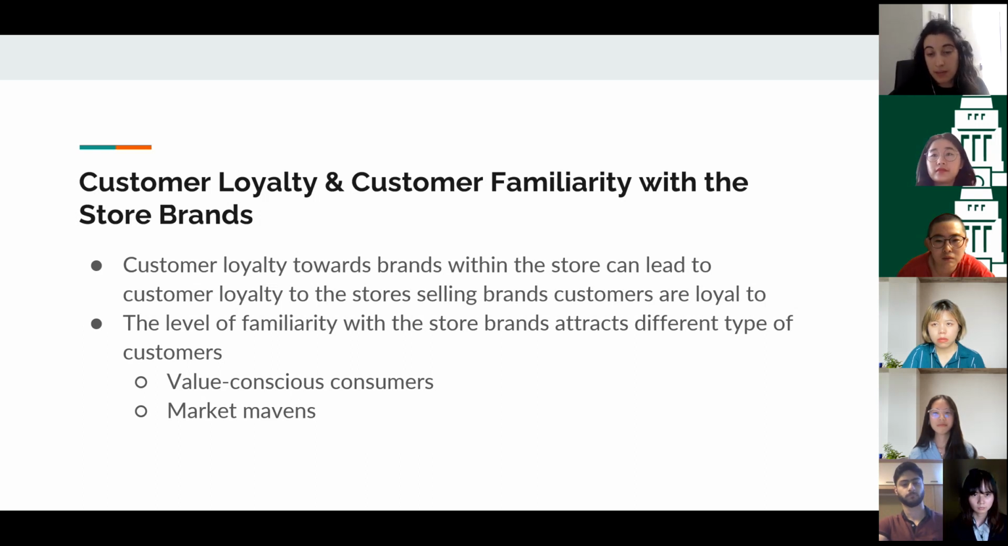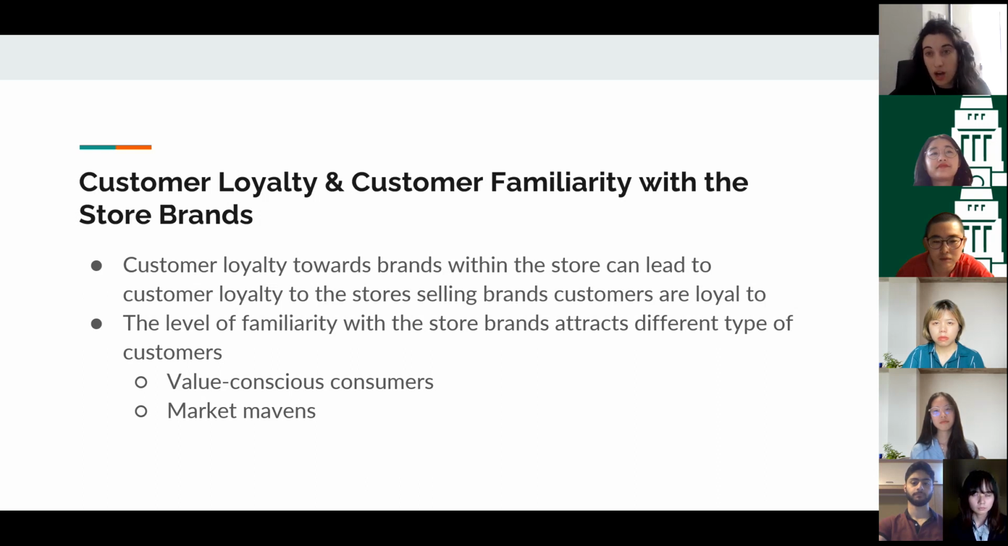So if the level of familiarity with the brands in store is higher, this could trigger or be more attractive for customers who form stronger customer loyalty, such as value conscious customers or market mavens. For instance, value conscious customers are those customers who, for example, form brand loyalty in terms of their perception of, for example, quality value ratio. So the products that they buy, they trust that they are the ones offering the best ratio in this term.